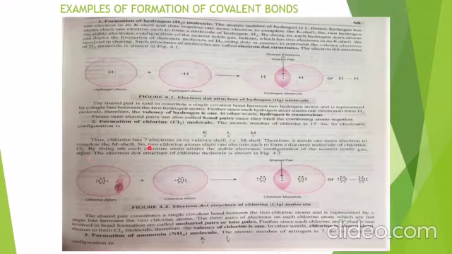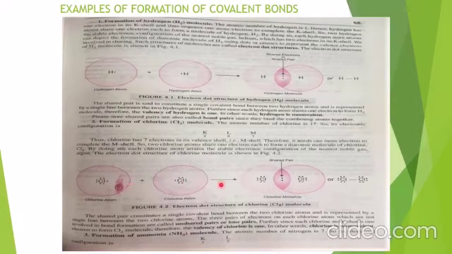So two chlorine atoms share one electron each to form a diatomic molecule of chlorine, Cl2. By doing so, each chlorine atom will attain a stable electronic configuration like the nearest noble gas, that is argon. So this is the chlorine. It has 7 electrons in its valence shell. So we are drawing the Lewis structure with 7 electrons, similarly here.